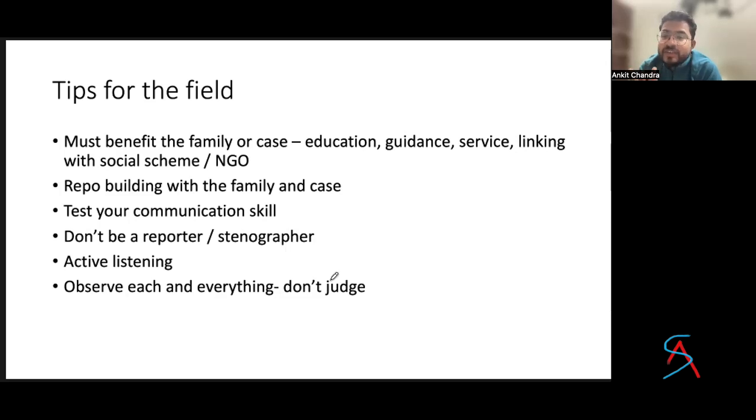This is a very good opportunity to test your communication skill, which is one of the important skills every person must have, irrespective of their occupation. This can be considered one of your life skills. Most doctors are very good physicians or surgeons, but they are not able to communicate with the patient, and if they lack there, it causes a lot of problems to the patient and even to doctors. Don't be a stenographer noting down everything. Give empathetic listening to them. Listen to their problems. They will tell you the whole story nicely. Observe each and everything, but do not judge it.